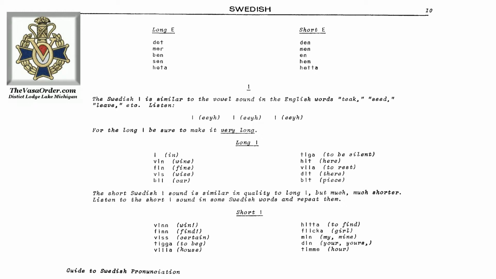The short Swedish E sound is similar in quality to long E, but much, much shorter. Listen to the short E sound in some Swedish words and repeat them. Short E. Vinn, hitta, finn, flicka, viss, min, tigga, din, villa, timme.